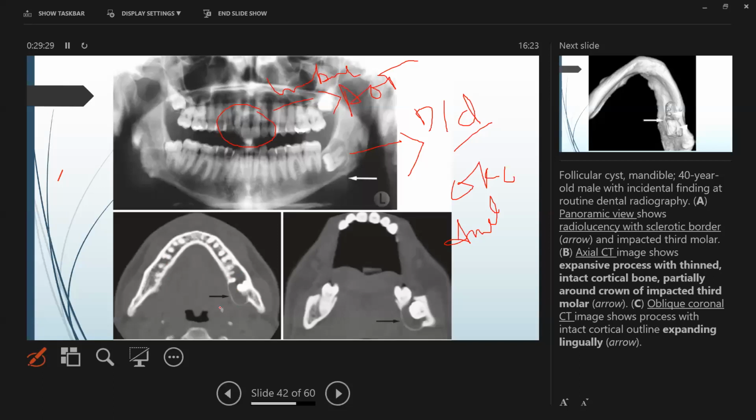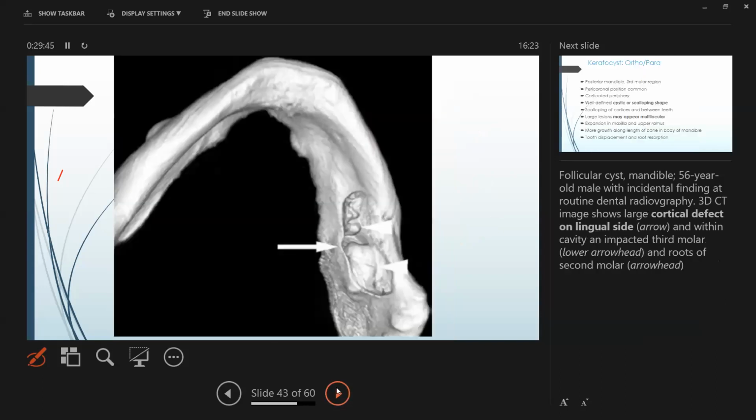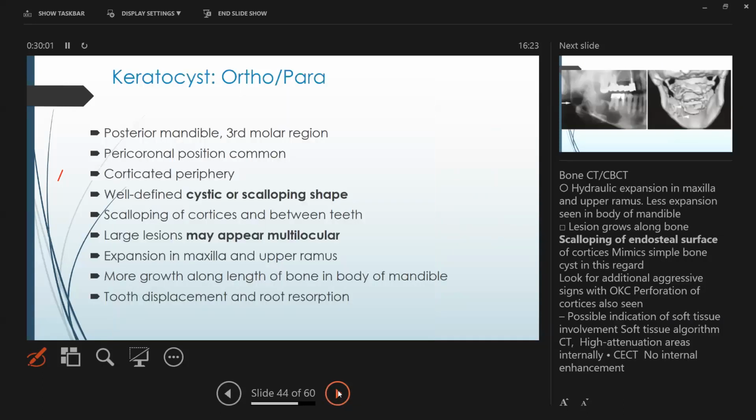Okay, so coming to the axial CBCT, you can see there's an expansion of the lingual cortical plate. This one is the axial and this is the oblique coronal. Again, it shows the cyst expanding lingually. And this is a 3D CBCT, which shows the cortical defect on the lingual side. This is the unerupted tooth, and these are the root apices of the adjacent tooth. So you can see in the 3D CBCT how exactly there is a cortical defect on the lingual aspect.